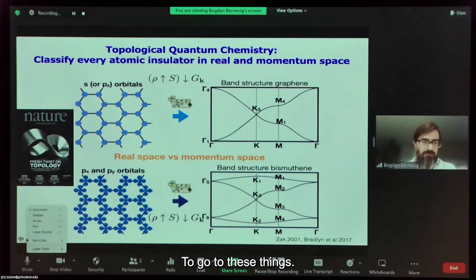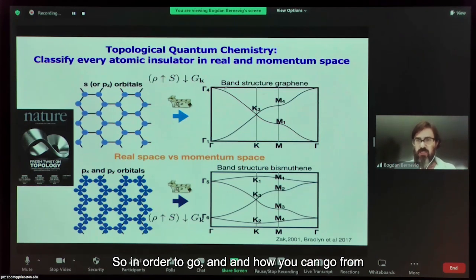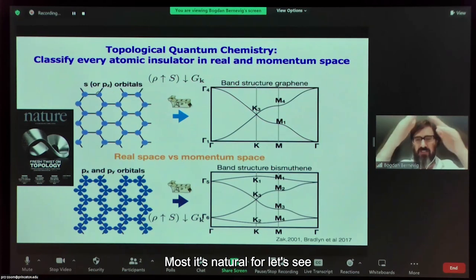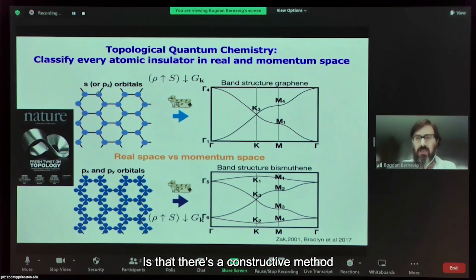So let's see how we do this. What I want to point out is that there's a constructive method of going from orbitals in real space to the band structure in momentum space that those orbitals give. That's called representation induction and then subduction. So you start with a series of orbitals. If the orbitals sit on sites, they are, by definition, exponentially localized on site. The orbitals of atoms have exponential localization.